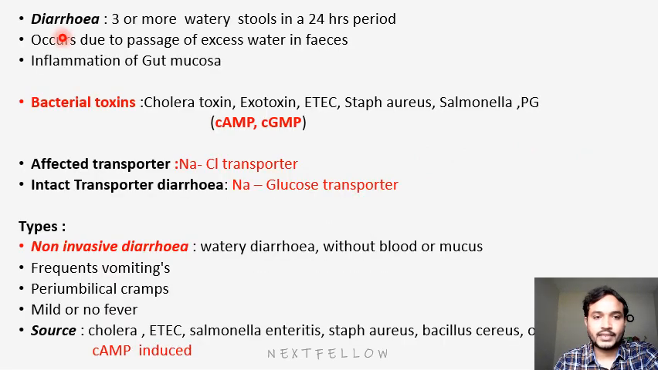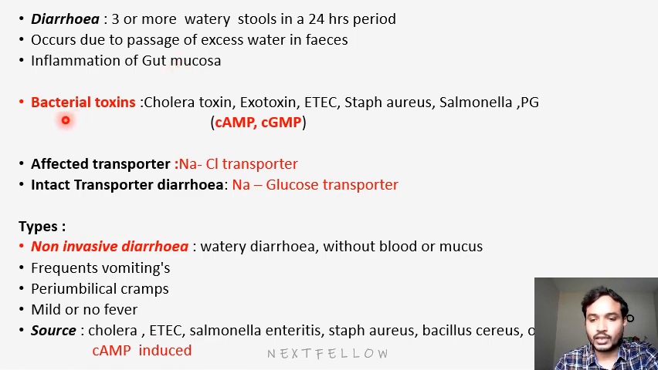So first we'll discuss diarrhea. Three or more watery stools in a 24-hour period is diagnosed as diarrhea. Diarrhea occurs due to passage of excess water in the feces. It may be due to inflammation of gut mucosa. What are the reasons, or what is the etiology, for inflammation of gut mucosa?